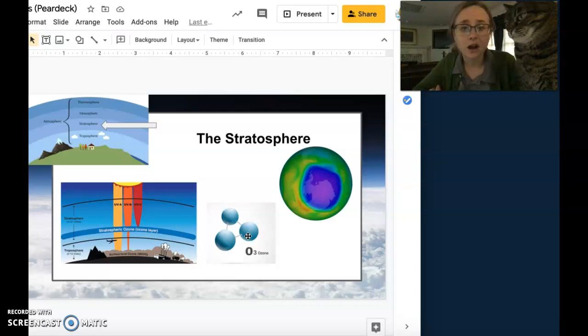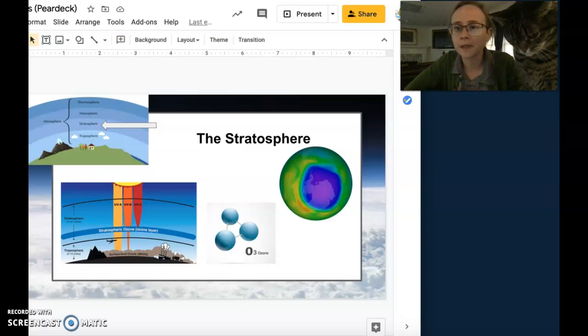Ozone has 3 oxygen atoms. This, you don't have to know this for a quiz or anything, it's just a fun fact. O2 is oxygen that we breathe. O3, if you just add one more oxygen atom, it becomes ozone, a totally different molecule.